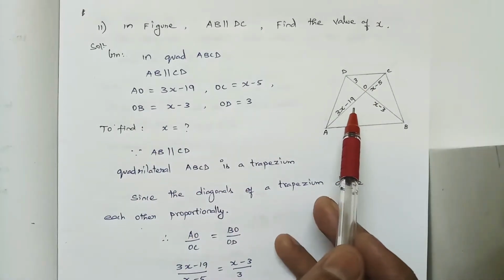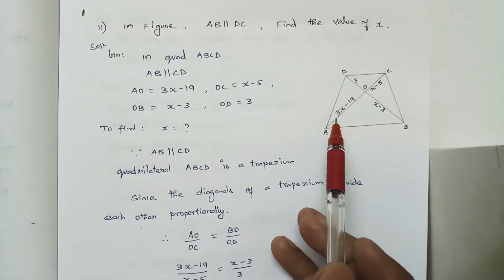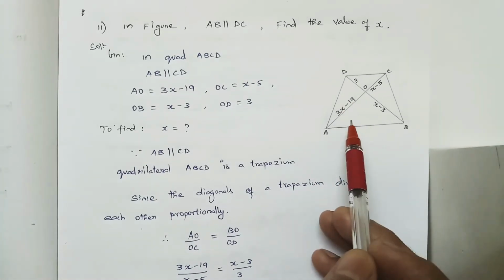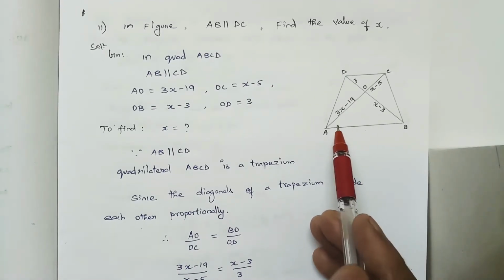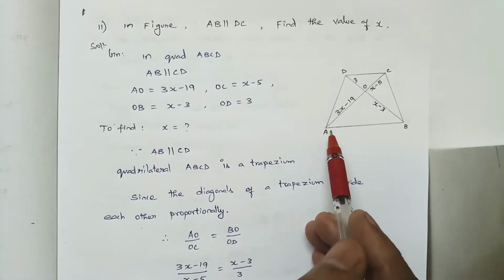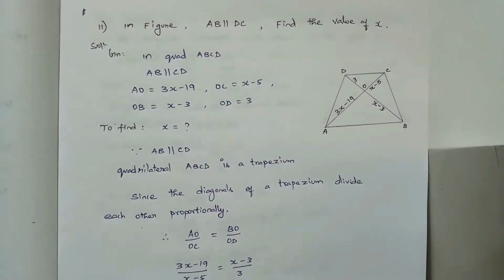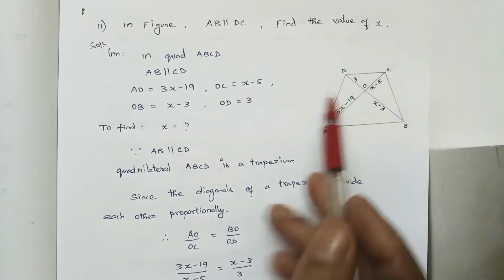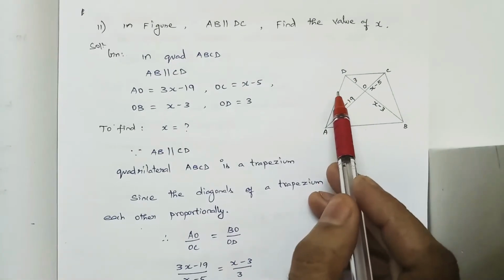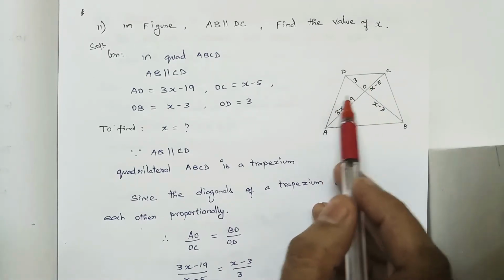See, we are having two ways, right? One is by using the trapezium property. Another method is by using the BPT statement, because AB is parallel to CD. I'm just doing the construction. AB parallel to CD, parallel to EF, right?